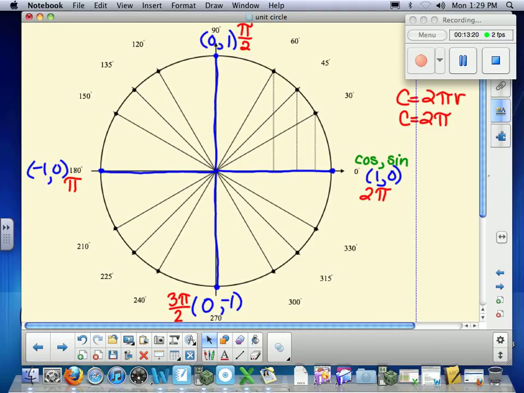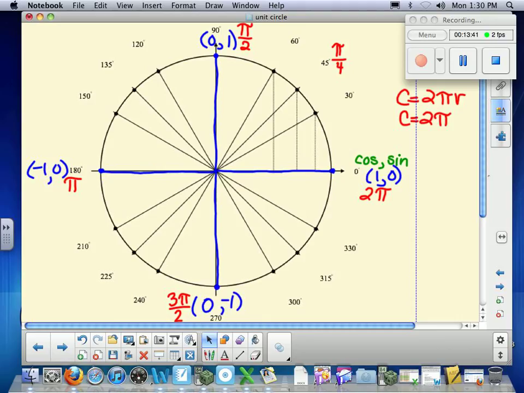They're pretty much 0s and 1s or -1s, not bad. The next ones that I think are easy are the 45-degree angles. So if 90 degrees is pi over 2, how much will 45 degrees be? Pi over 4.